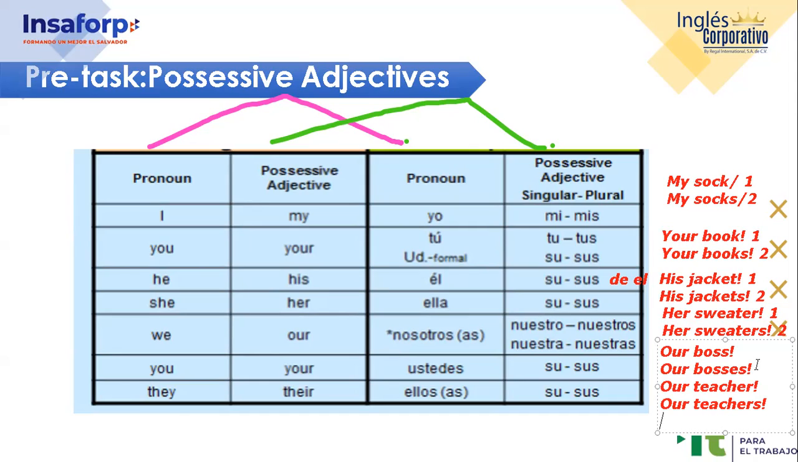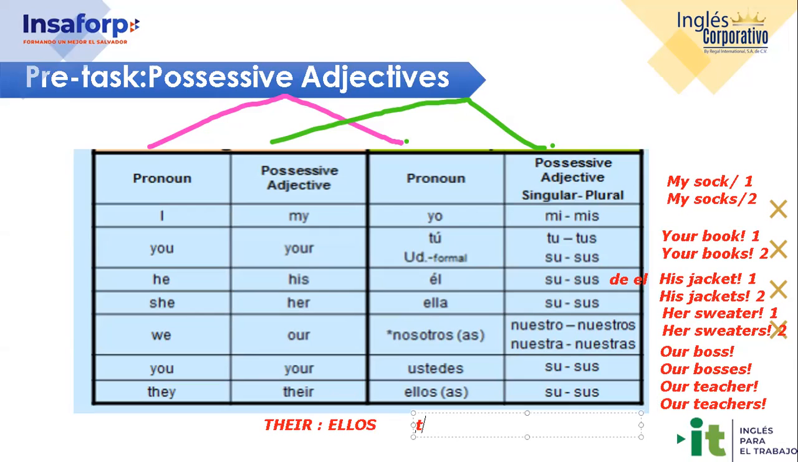And then we have they, y el último que tenemos ahí, el they, es el possessive pronoun, el possessive adjective there, que significa nuevamente su y sus, pero de ellos. Entonces, nada más ahí van anotando algunos detalles de ellos.